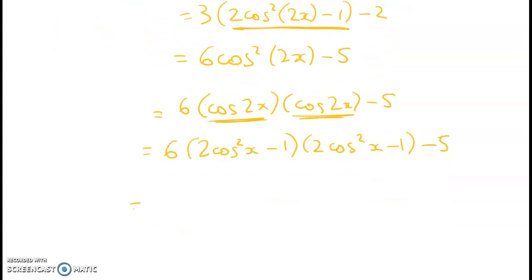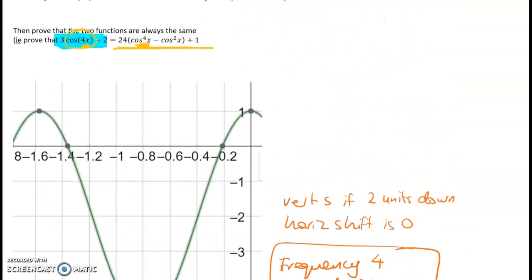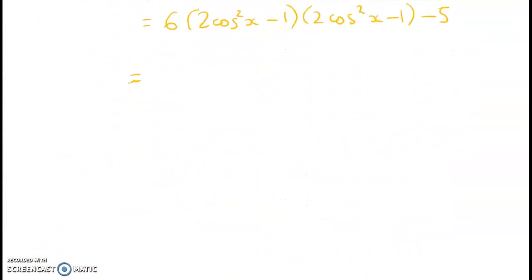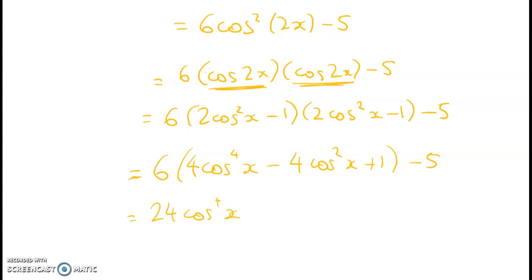Right, so we've got those ones. Now let's expand this out, and you can see that we're nearly there. Remember where I'm trying to get to is back to here, right? So I'm trying to get to 24, and you can see the 24 starting to fall out. But let's remember it's a show that question, so going nice and slowly. So 4 cos to the power of 4x minus 4 cos squared x plus 1 minus 5. And look, we are done. We've got 24 cos to the power of 4x minus 24 cos squared x plus 6 minus 5. Didn't really need to do it that slowly, but we can.